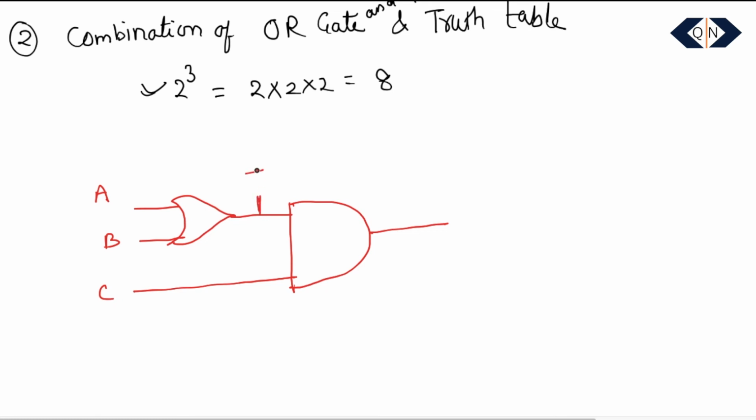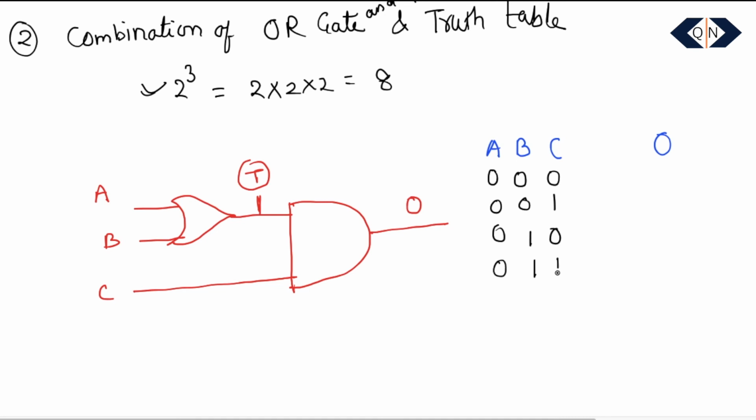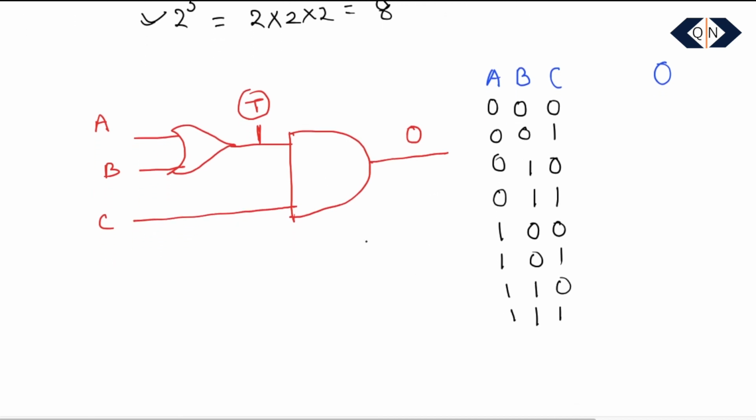And for reference we will be taking T, but this time we will not be writing the truth table for T, instead directly writing for output. So let's see A, B, C and our output. What are all the possible outcomes? The first case will be 0, 0, 0, then 0, 0, 1, then 0, 1, 0, then 0, 1, 1, then 1, 0, 0, then 1, 0, 1, then 1, 1, 0, then 1, 1, 1. I think all 8 combinations are written.